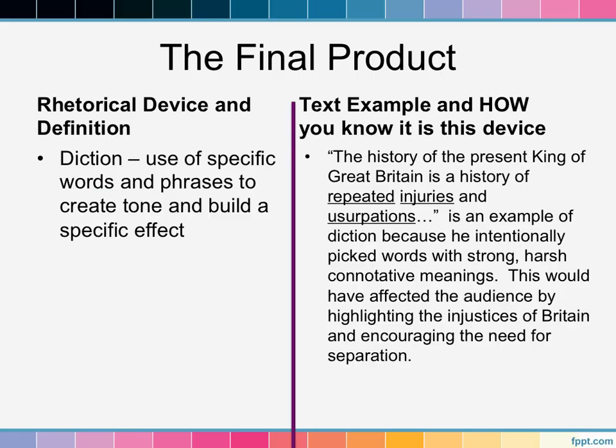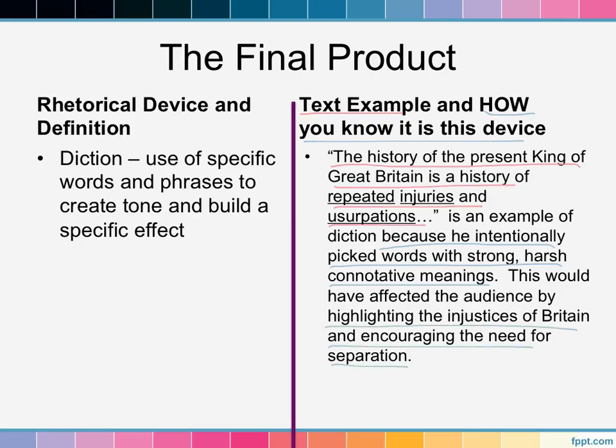I want to point out, first of all, that I'm supposed to have the text example. This right here is from the text. So then I go on to explain how I know it is this device. This is an example of diction because he intentionally picked words with strong, harsh, connotative meanings. This would have affected the audience by highlighting the injustices of Britain and encouraging the need for separation.